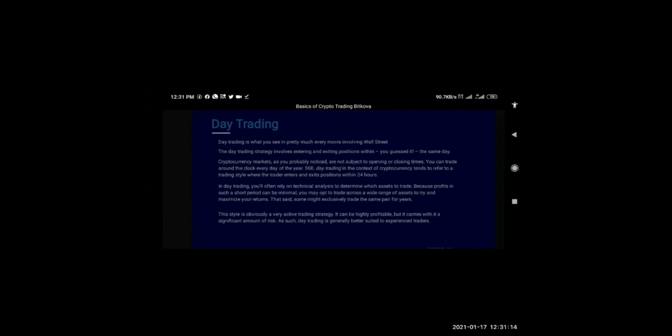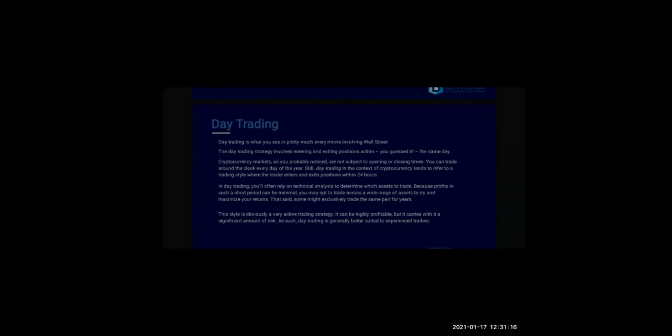And then we have the day traders. Okay, so day trading is exactly what you see in all the movies, that is on Wall Street. You go to the office, you enter your trade from 9 a.m. in the morning to 3 p.m. You close, you go back home to your family, and so forth. So this is what day traders do, okay? They enter the market within the same day and they close it within the same day.